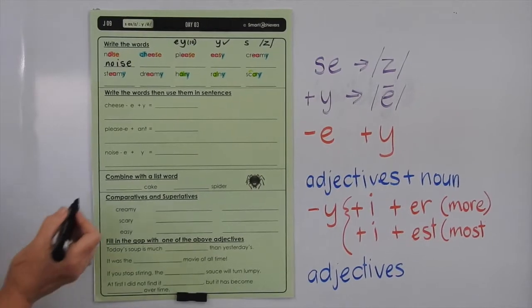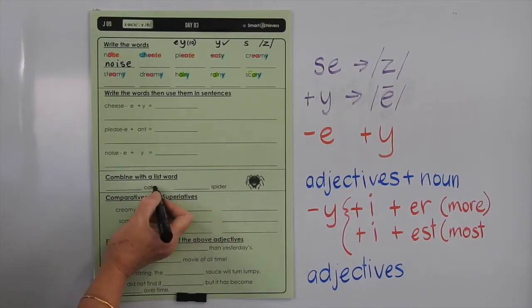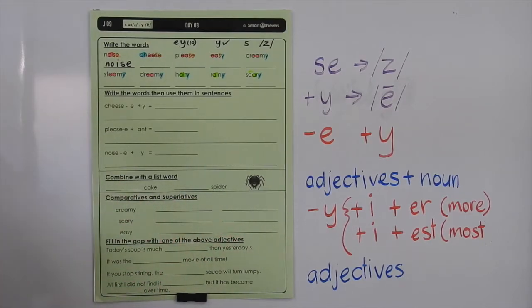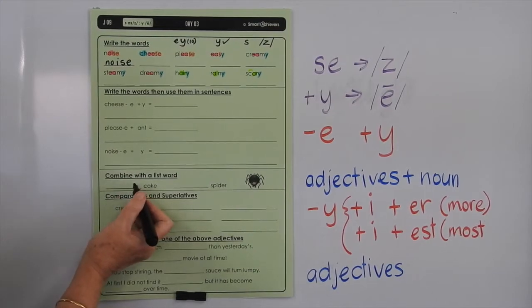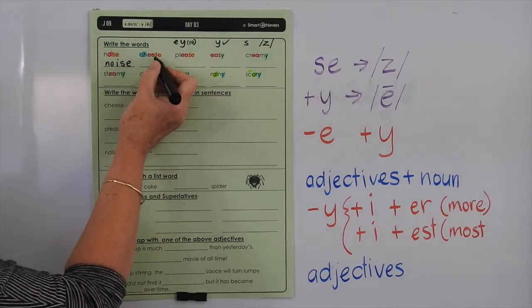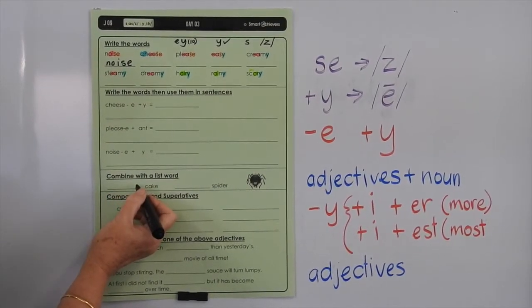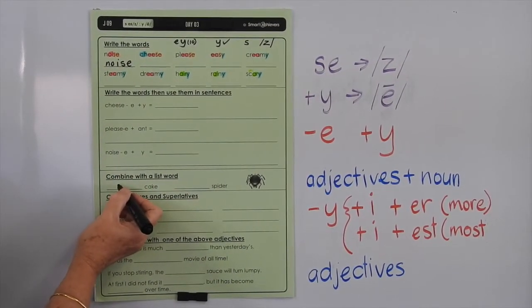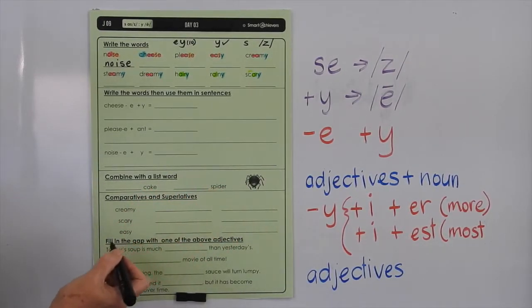Now here we're going to add an adjective to these nouns. So cake and spider are both nouns, so you have to find a word that could be used as an adjective. Now cheese could be a noun or an adjective. Here we're going to use it as an adjective. So we're going to have a cheesecake. You can work out which adjective to use there.